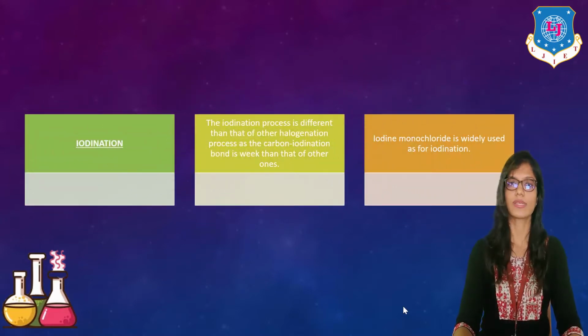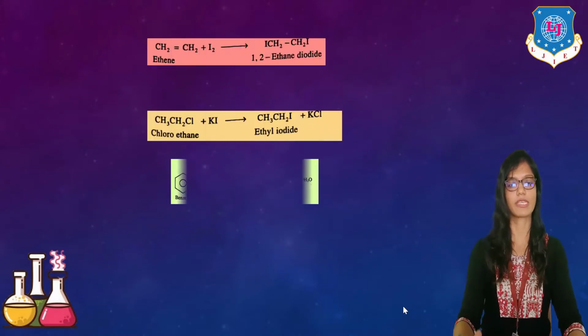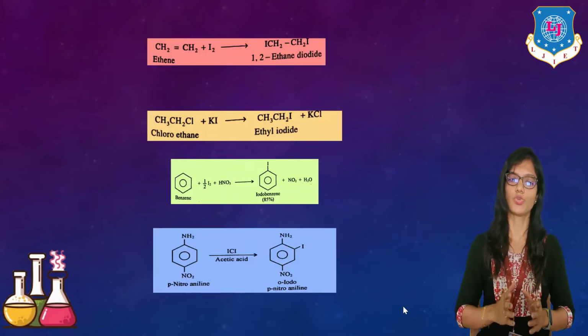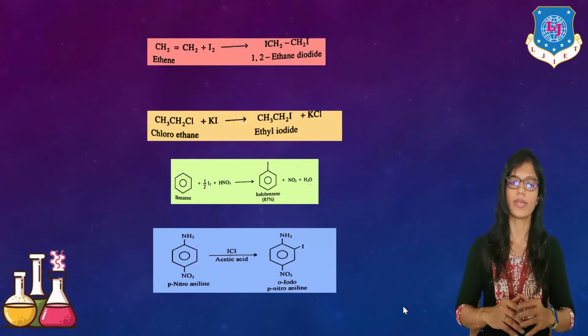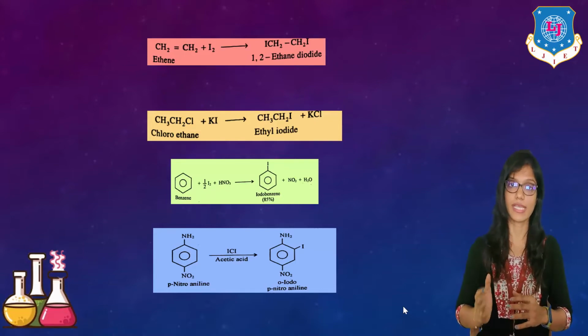Our next one is iodination. The iodination process is different from other halogenation processes, as the carbon-iodine bond is weaker than the other ones, and iodine monochloride is widely used for iodination. Here ethene will react with I2 and form 1,2-diiodoethane. Chloroethane will react with KI and form ethyl iodide plus KCl.